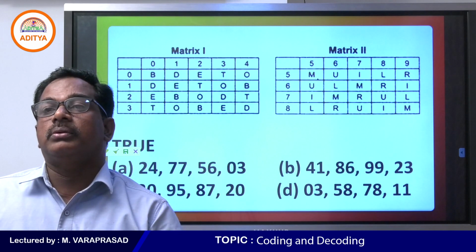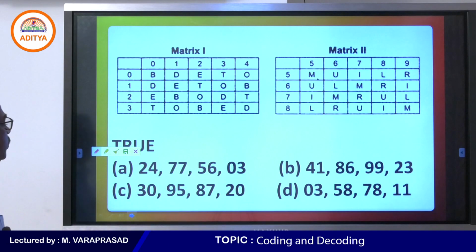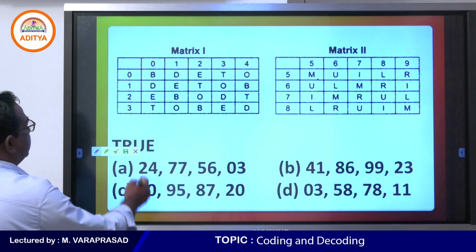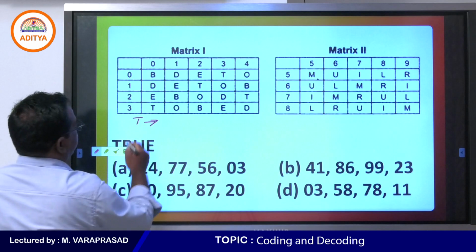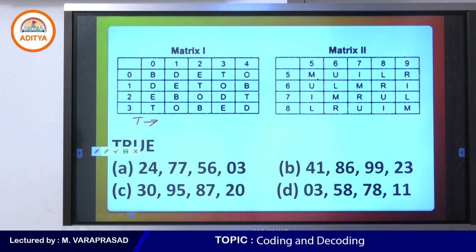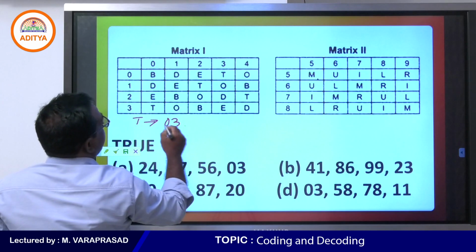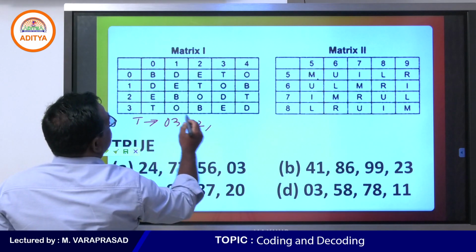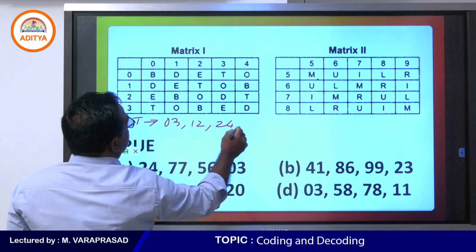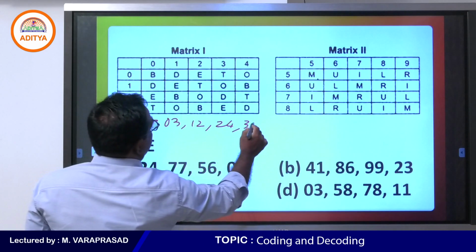One more question. True is given. So how will you represent True? T can be written in how many ways? T can be written as 03, 12, 24 and 30.